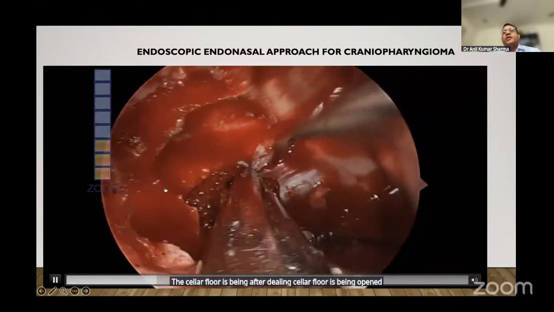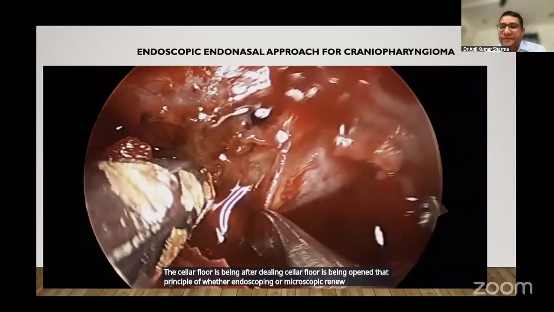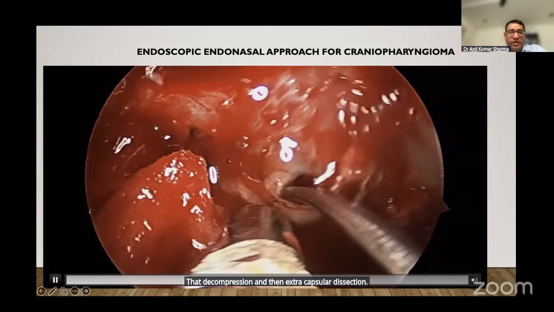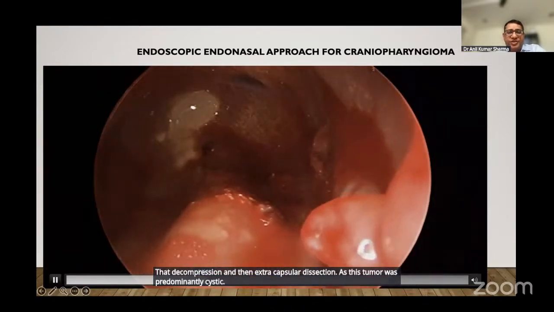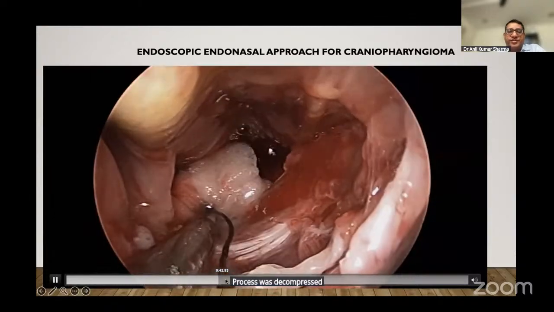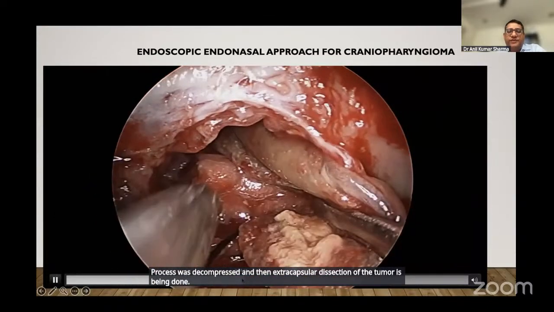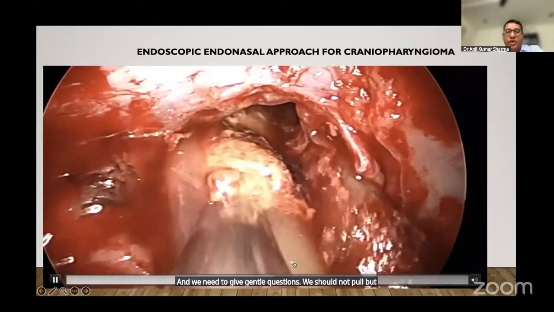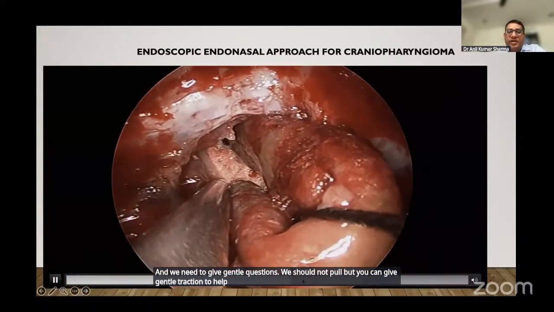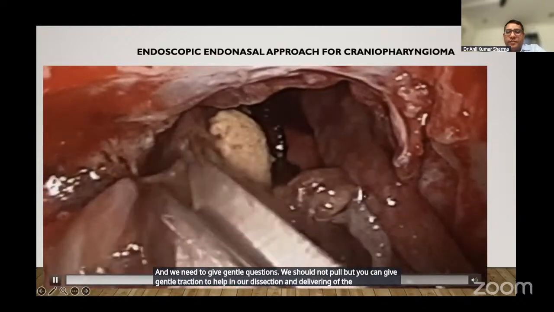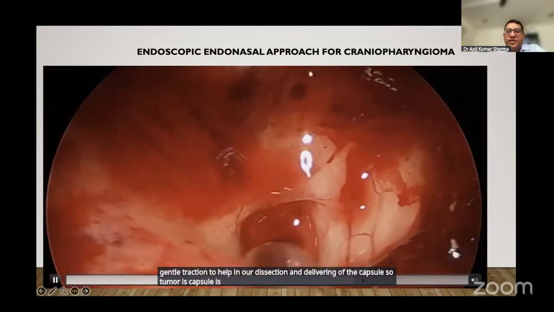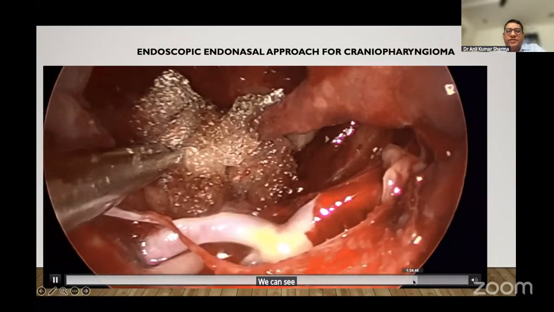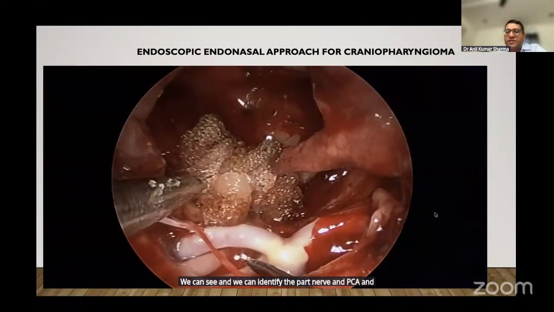Whether endoscopic or microscopic craniopharyngioma surgery, the principle remains the same: decompression and then extracapsular dissection. As this tumor was predominantly cystic, the cyst was first decompressed, and then extracapsular dissection of the tumor is being done. And we need to give gentle traction. We should not pull, but we can give gentle traction to help in our dissection and delivering of the capsule. So the capsule is being dissected. This we can see at the end of our resection: the third ventricle, and we can identify the third nerve, PCA, and basilar artery at the end of our resection.